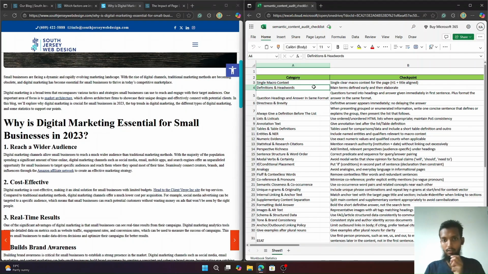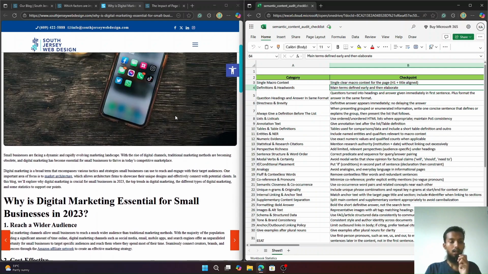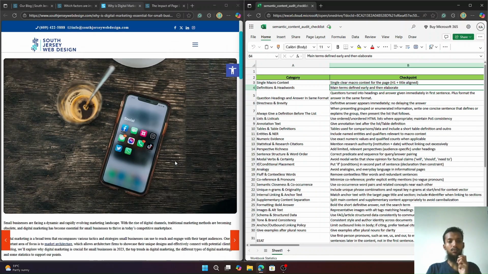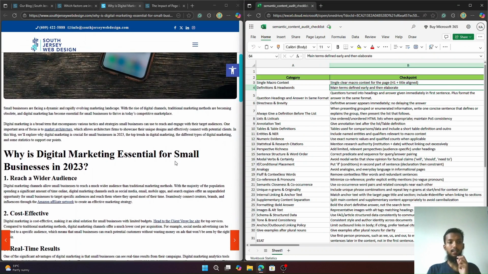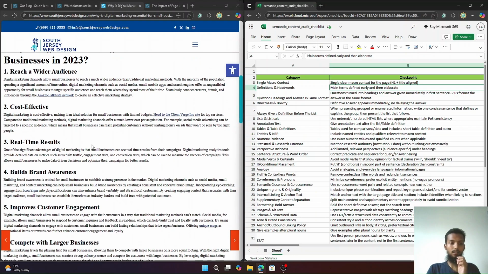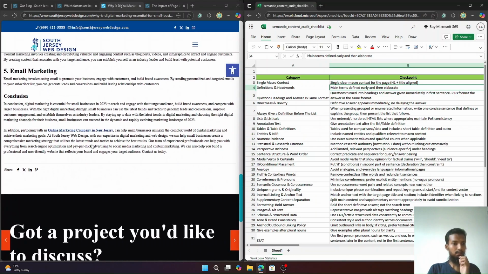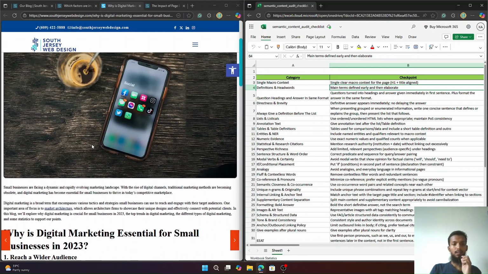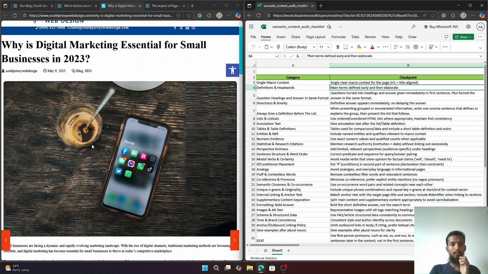The next one is definitions and what headwords. So main terms defined early and then elaborated. The main terms should be defined as soon as possible. Now I don't see anything to define here. They did not define anything like what is digital marketing. That should be defined in this article, but I don't think they did that. And also they can talk about what is a small business, that could be defined.